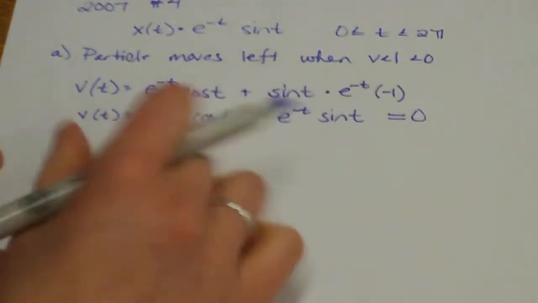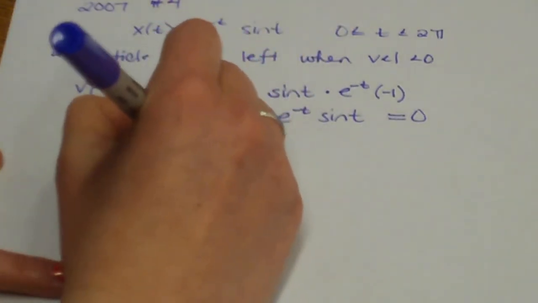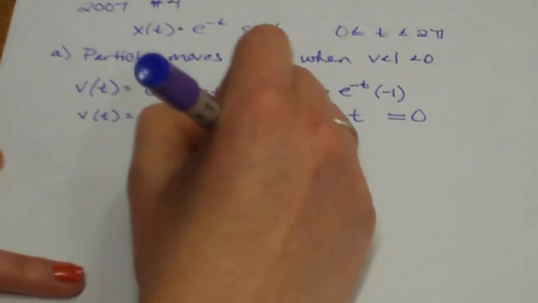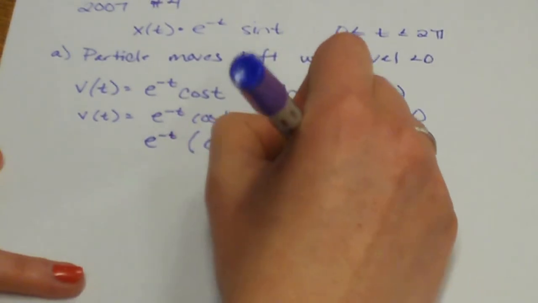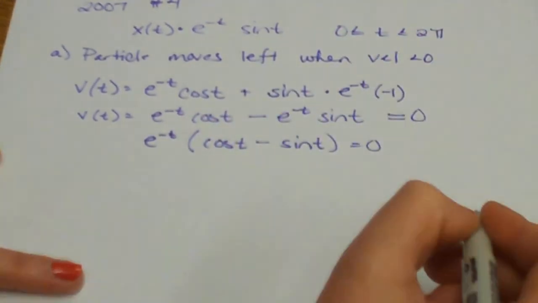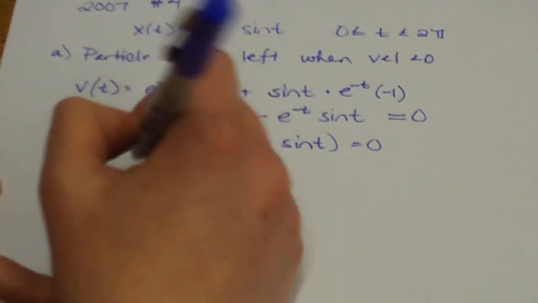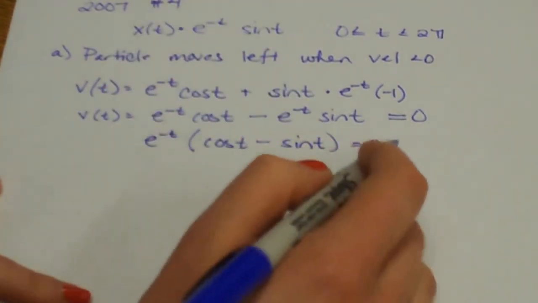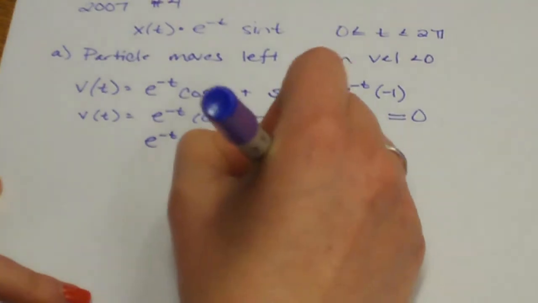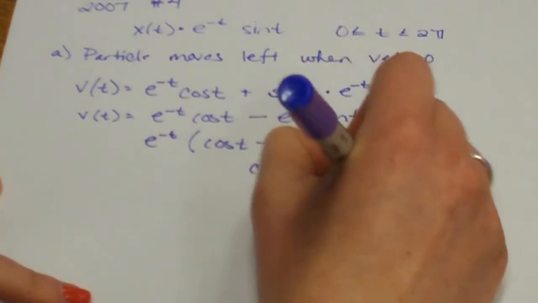So what I'm going to do, I'm going to pull out an e to the negative t. That leaves me with cosine t minus sine t equal to 0. So what I want to do now is figure out when does e to the negative t equal 0? Never. When does cosine t minus sine t equal 0? When cosine t is equal to sine t.